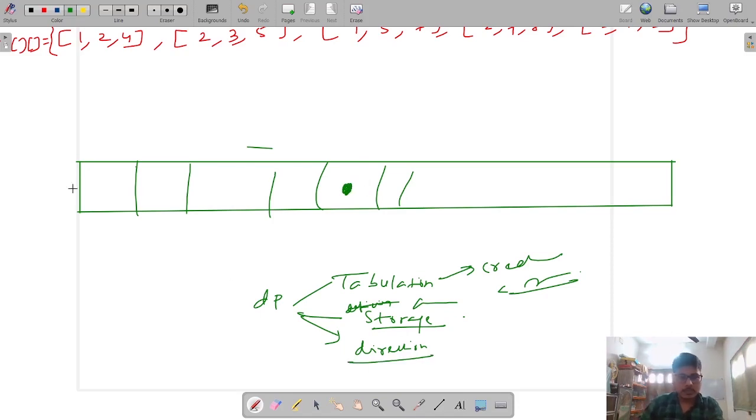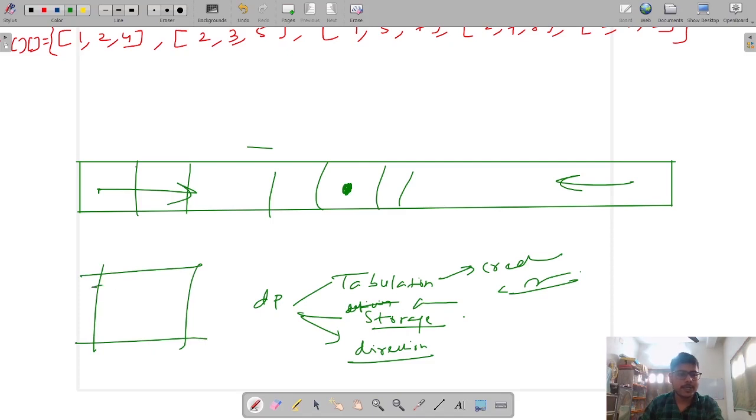The direction is whether I have to solve the problem from here to here or here to here. It may be the case where we have to use a 2D array, but in this case I am just having a 1D array. So these are the three things. Okay, all right.